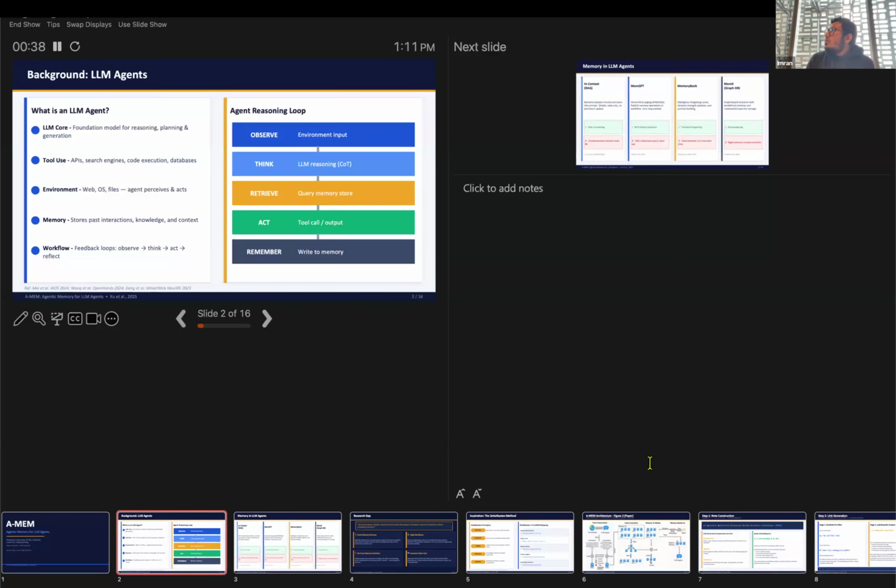Before going into memories, we should understand what an LLM agent basically means. We know that LLMs generate text based on prompts, but what makes an LLM an agent is adding extra functionalities so that it can act with the environment, or call different APIs and bring in some data, which they call tool use.